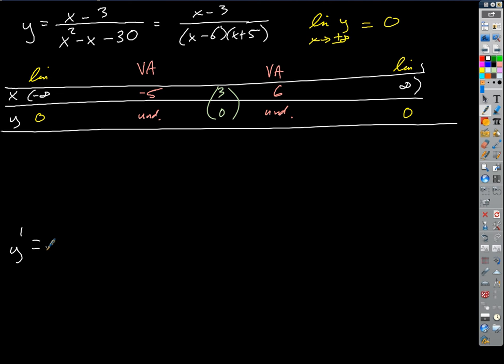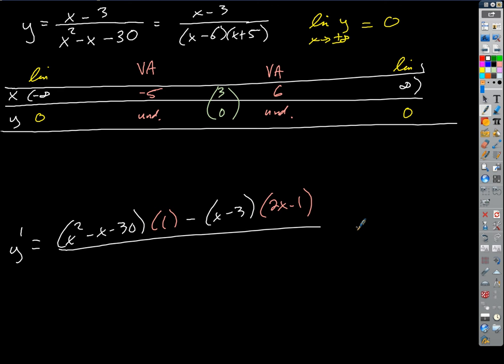So what's y prime then by the quotient rule? Low D high. Low D high. So it's x squared minus x minus 30 times 1, minus high D low. Okay, what's D low? By the way, Kirk, what's D low? Oh, 2x minus 1. Okay, all divided by, what goes in the bottom of the quotient rule? Bottom squared, right?